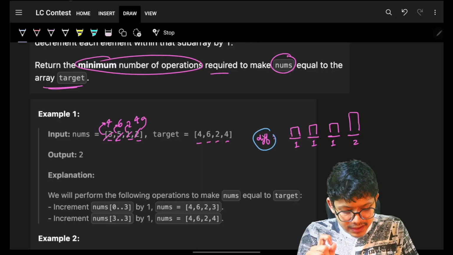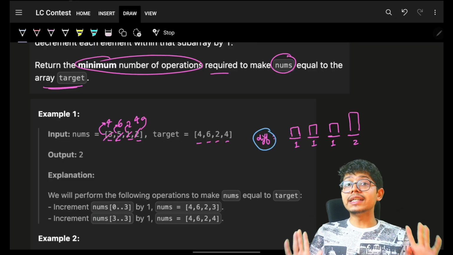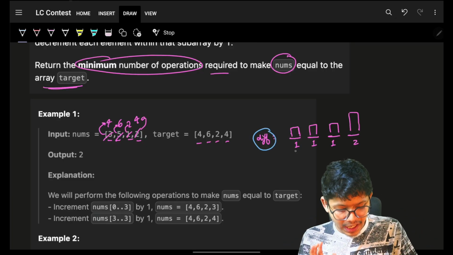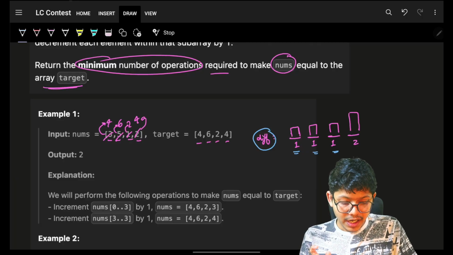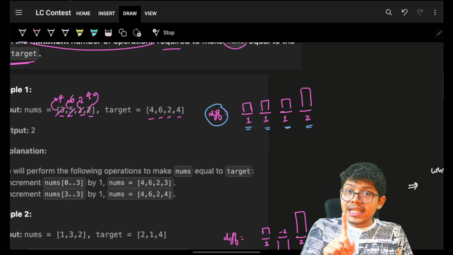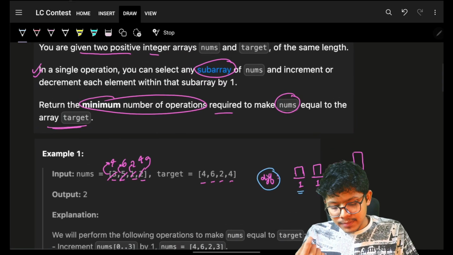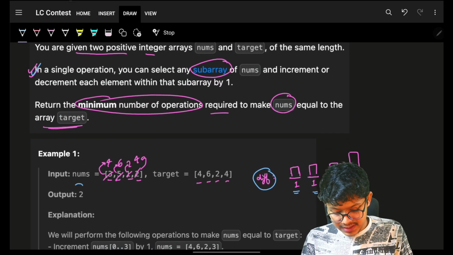So ultimately, I know my maksad. I will take the diff only. That is what I have to ultimately handle. So I figured out, okay, I have to handle a diff of 1, a diff of 1, a diff of 1, a diff of 2 here. So now the task is minimum operations required. As you can see, the answer is 2.